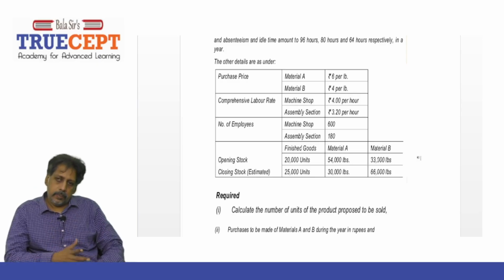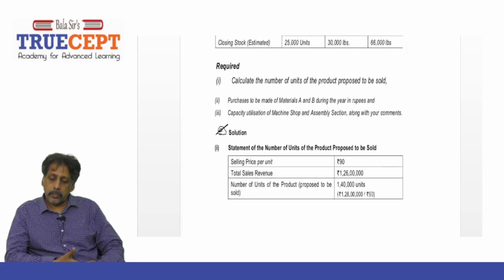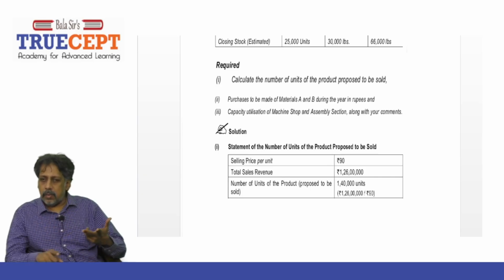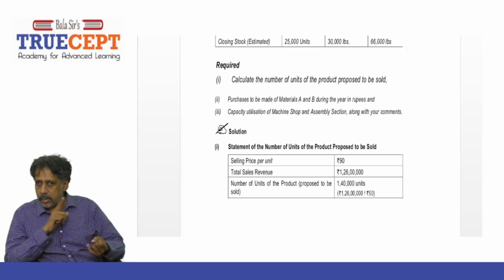LBS. Next. Material B 33,000 LBS opening, 66,000 LBS closing. Okay, next. Required, calculate the number of units of the product proposed to be sold. Did you notice that they did not give the sales quantity directly?